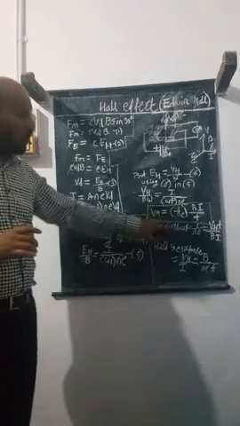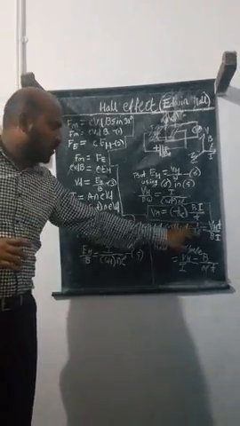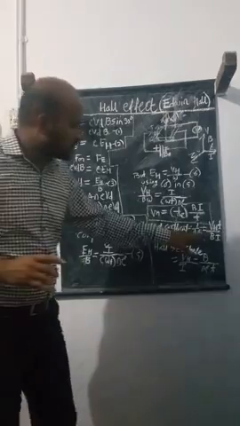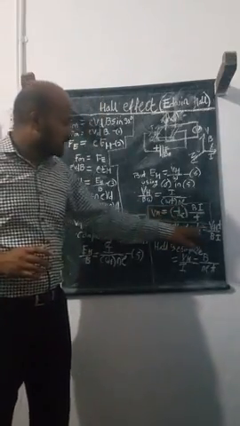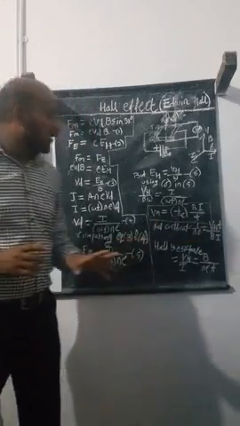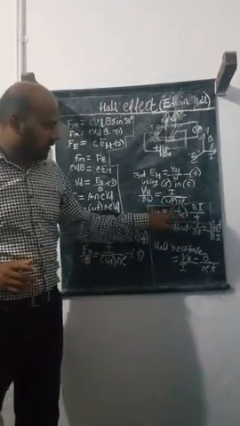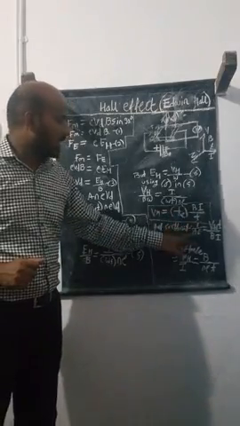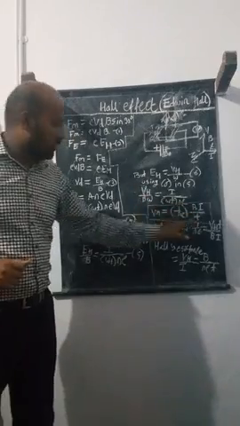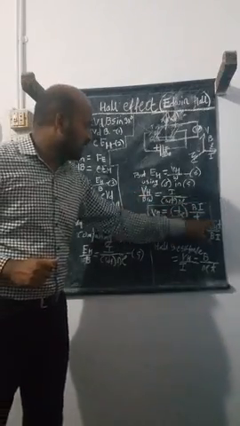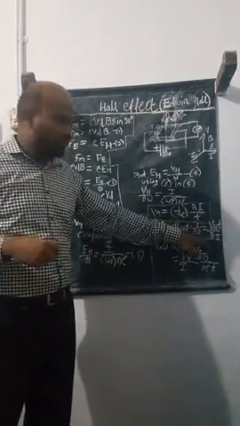Now the Hall coefficient. 1 divided by ne is the Hall coefficient, which is equal to VH into t divided by B into I. So you can just refer to this one. 1 divided by ne is equal to, moving this equation, VH times t, and B into I comes below.